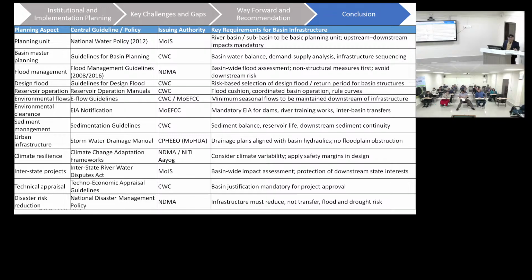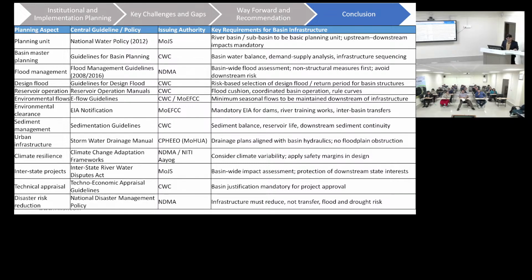Then environmental clearance: the EIA notification is mandatory for dams and other river training works, and interbasin water transfer. This is mandatory, from the Ministry of Environment, Forest and Climate Change. So you should get clearance from this agency. Then sediment management, again the Central Water Commission is the agency, you should get the approval, and they have guidelines on their portal, you can go and check. This is also mandatory, you should consider it.